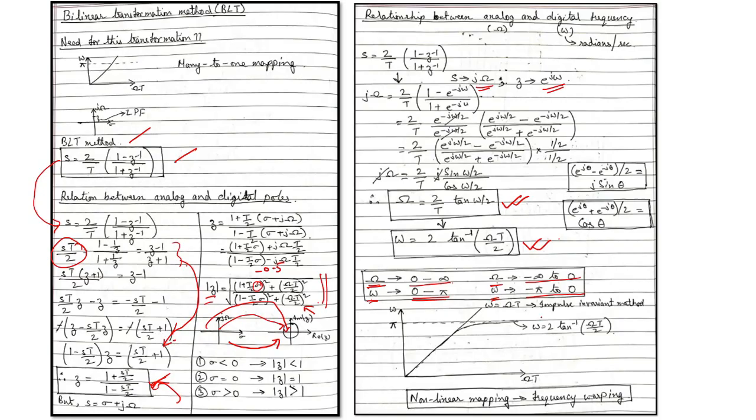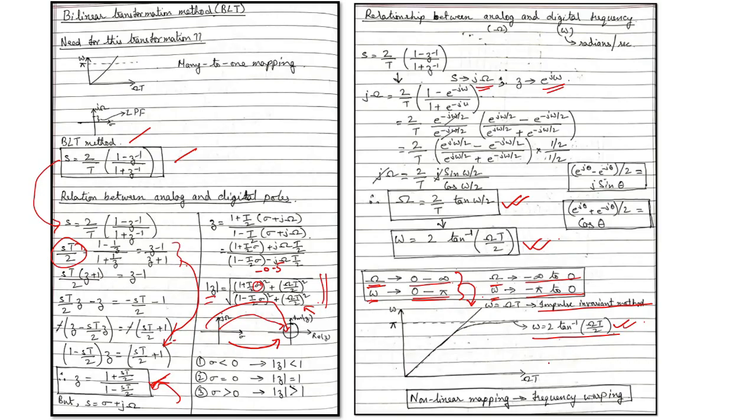Now, if you plot only the positive half, we get a straight line for the impulse invariant method, and because of that we saw there was aliasing, because there was many-to-one mapping. On the other hand, when you look at this equation, omega equals 2 tan inverse of omega T by 2, which is used in the bilinear transform method, we can see that initially there is a linear relationship.